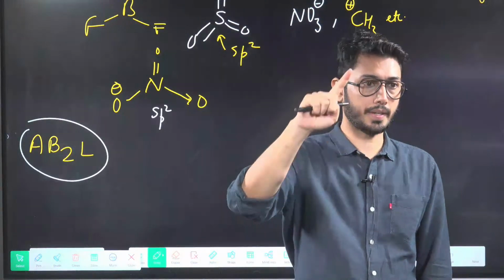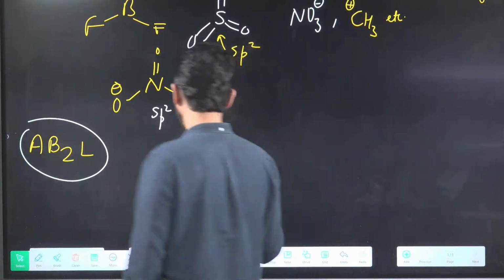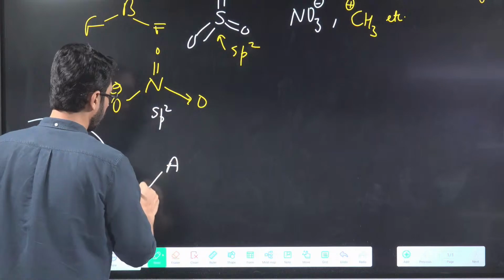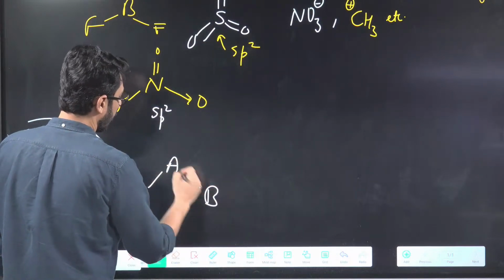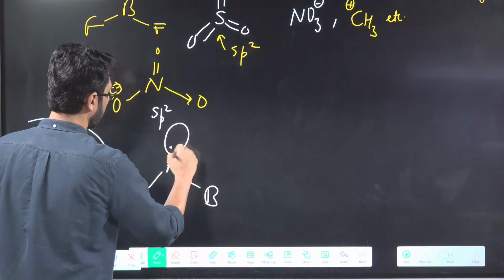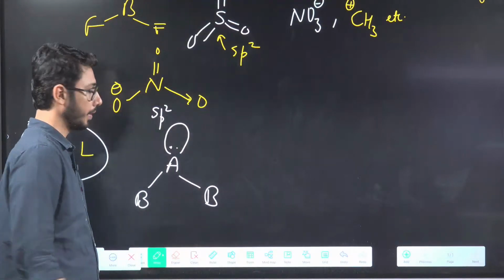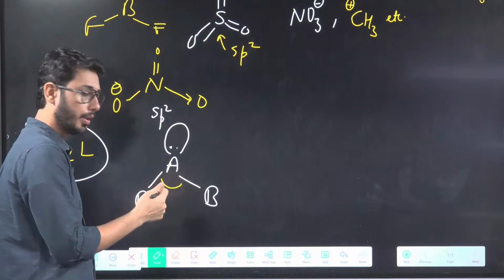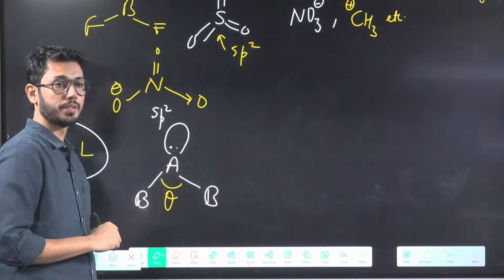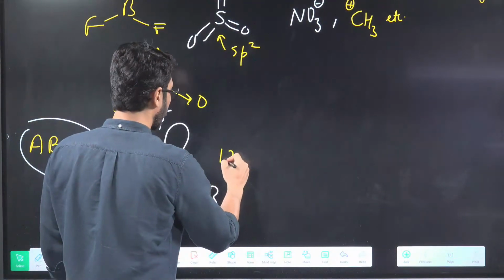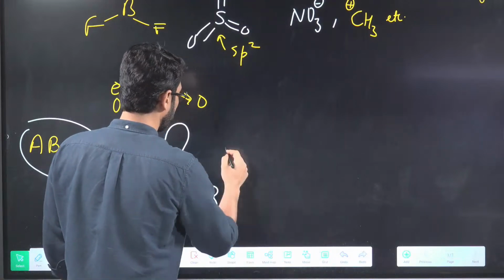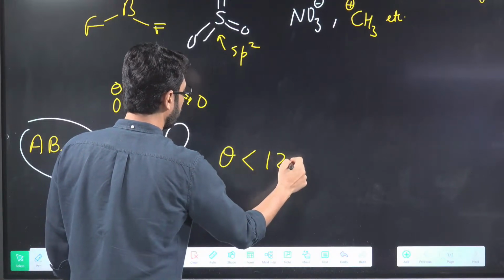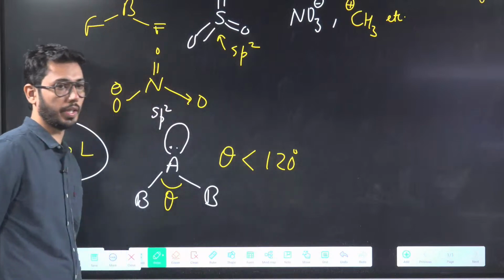Trigonal planar. The structure will be like this. Central atom A, 2 bond pairs as earlier, but 1 bond pair is replaced with 1 lone pair. This is the bond angle, the angle between the 2 bonds, and this is theta. The regular geometry has 120, and here theta will generally be less than 120.